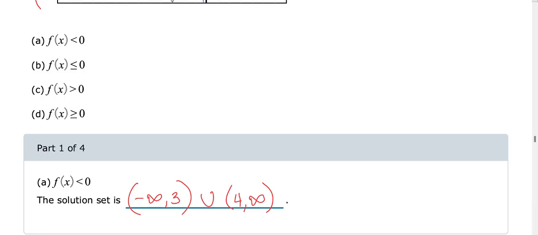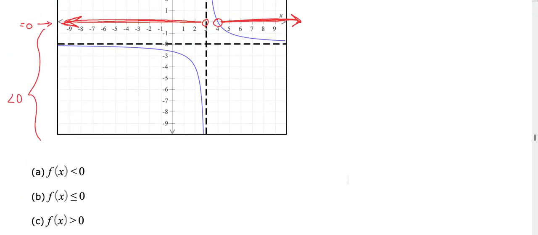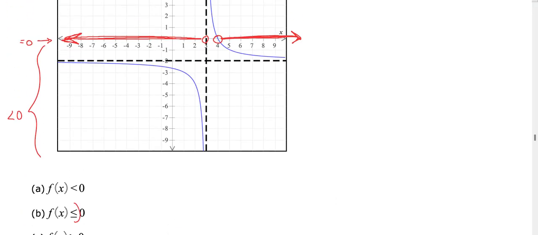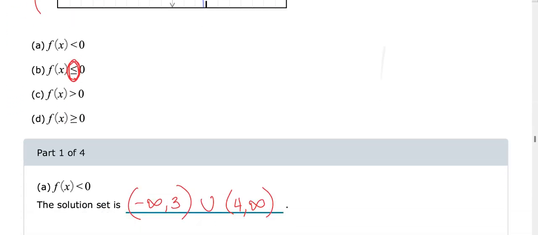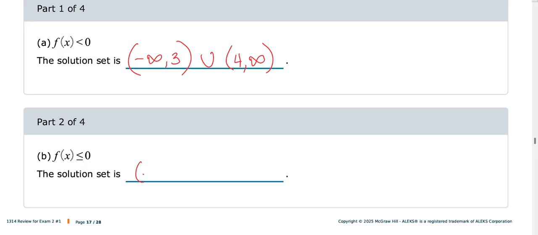Okay, I'm going to erase the stuff on the graph. Okay, for part B, the only thing that's different is that it's less than or equal to. So wherever we have the open circles, I'm now going to fill them in. No, can't fill in the asymptote. It's always open, remember? But I can fill in that 4. So the answer to B would be negative infinity to 3, still a parenthesis because that's a vertical asymptote, union 4 is a 0, so I'm going to include it with a bracket, to infinity.